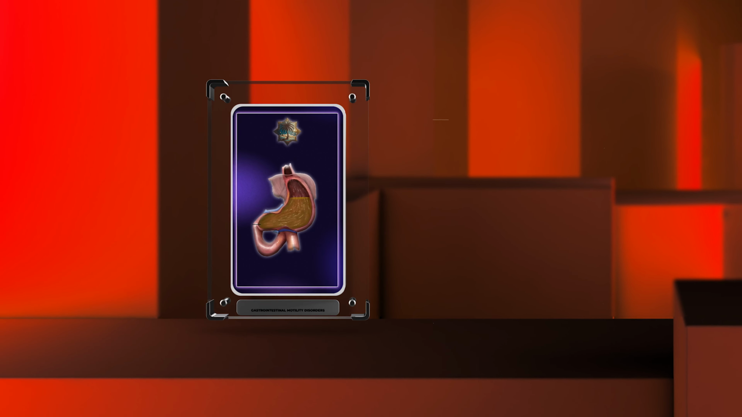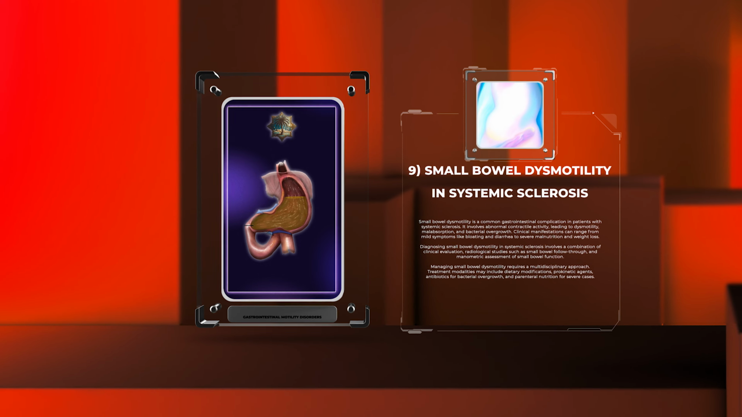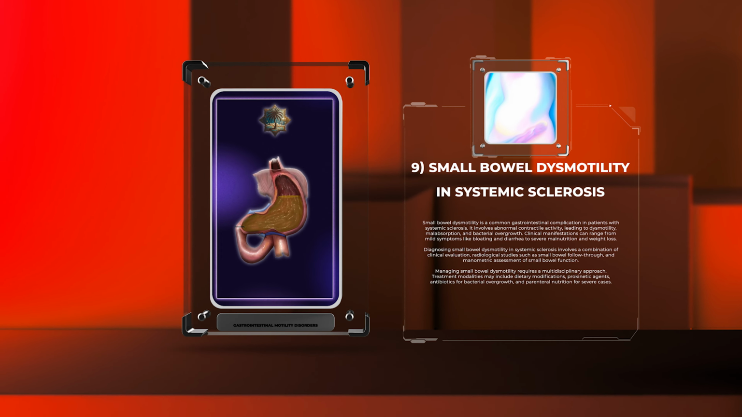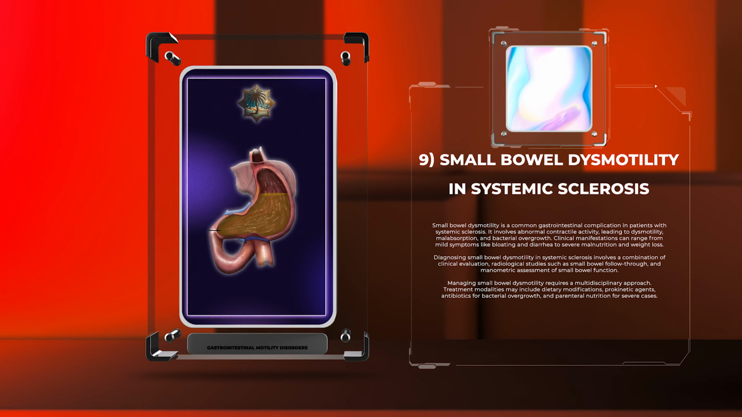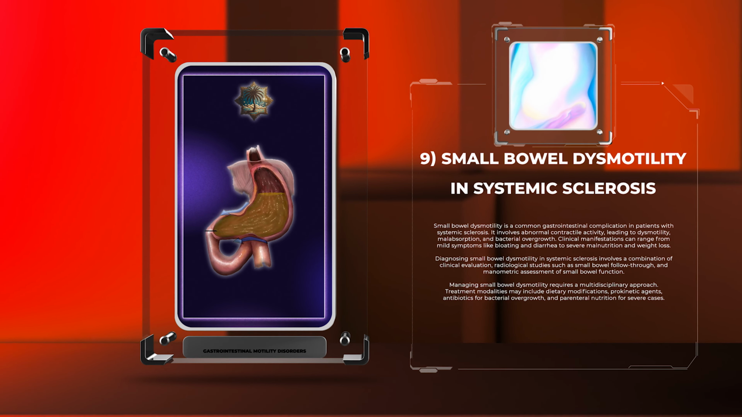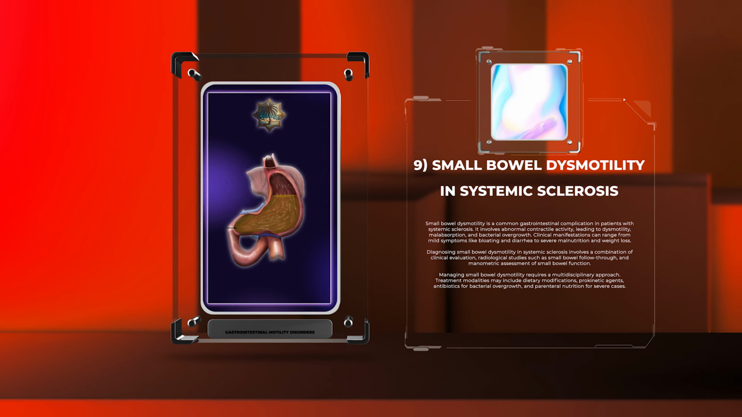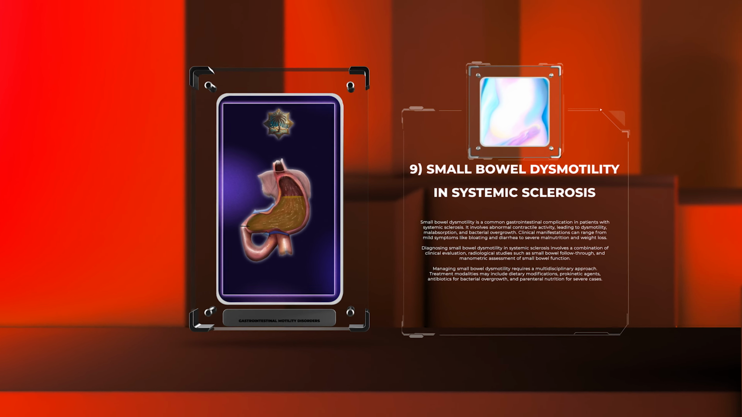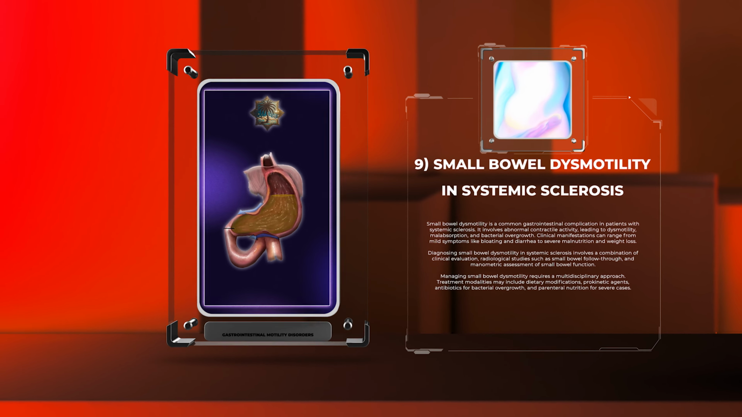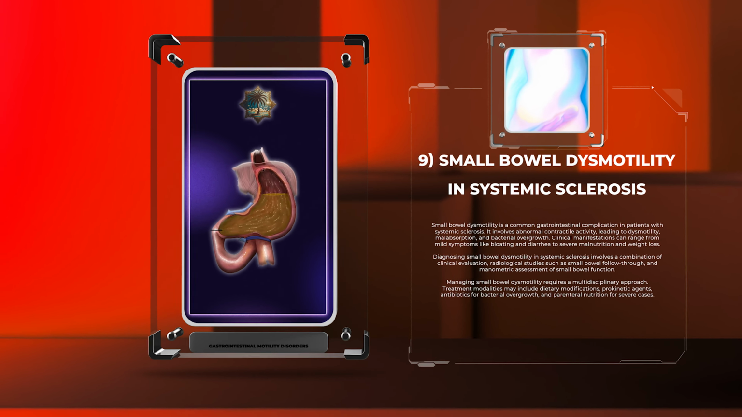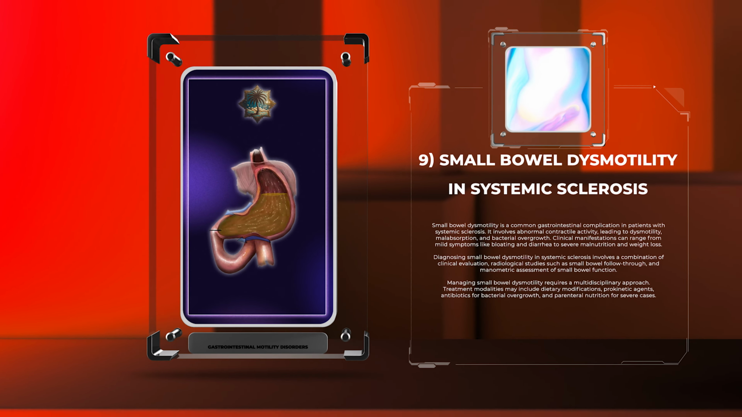Small bowel dysmotility is a common gastrointestinal complication in patients with systemic sclerosis. It involves abnormal contractile activity, leading to dysmotility, malabsorption, and bacterial overgrowth. Clinical manifestations can range from mild symptoms like bloating and diarrhea to severe malnutrition and weight loss. Diagnosing small bowel dysmotility and systemic sclerosis involves a combination of clinical evaluation, radiological studies such as small bowel follow-through, and manometric assessment of small bowel function.